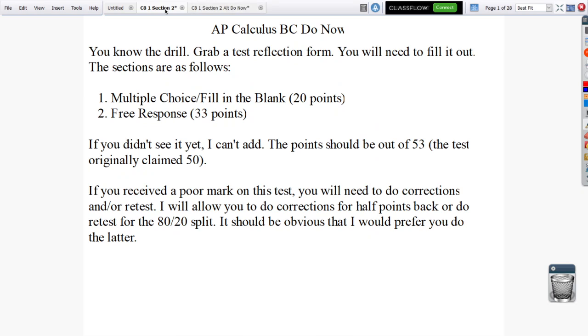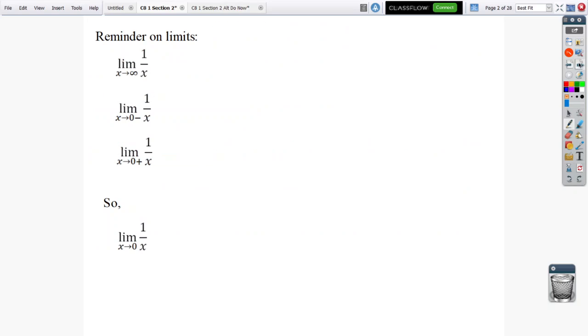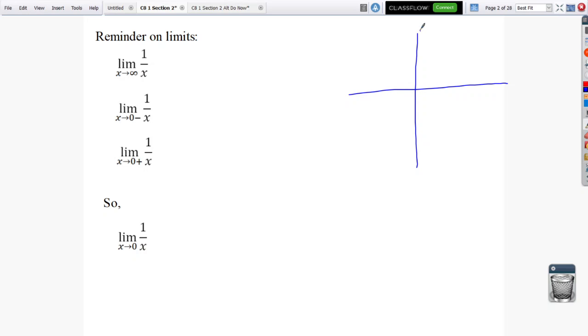Going up here to the appropriate flip chart with all of the information on it. Some reminders on limits. One way that we can evaluate these limits is by using a graph. If I graph 1 over x, I know that it's going to look like this. I'm talking about the limit as x approaches infinity for the first one. Where does this function flatten out? That's at 0. Really, you could think of this as any finite number divided by infinity is equal to 0.